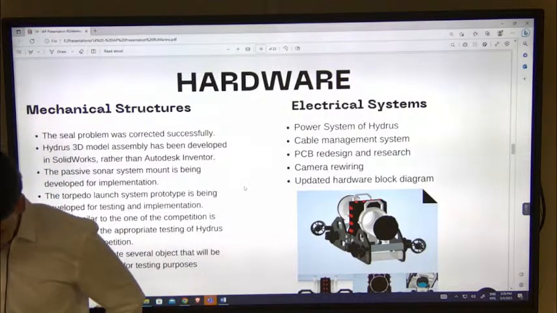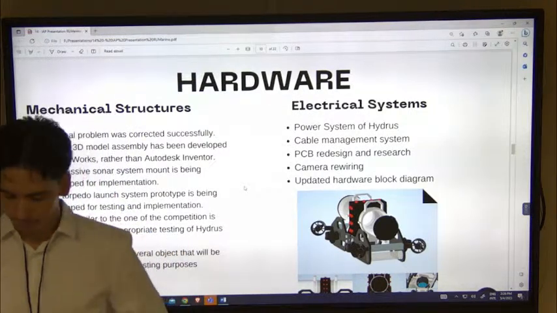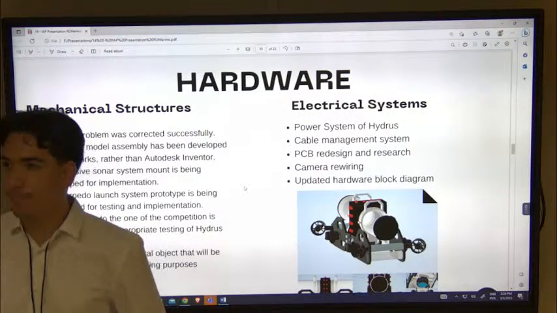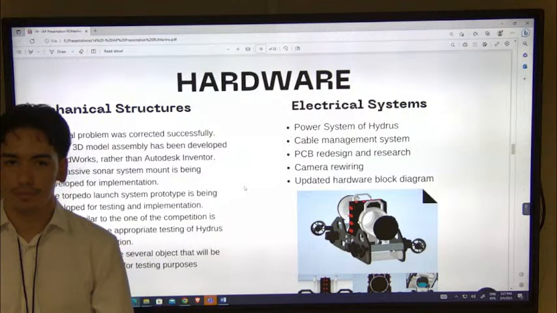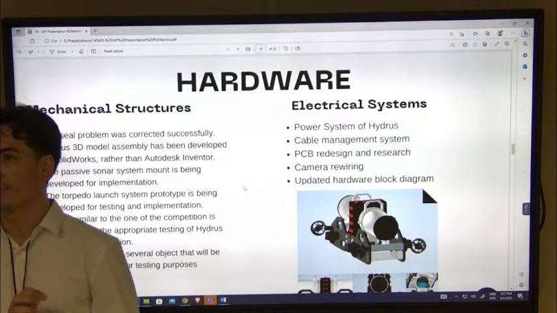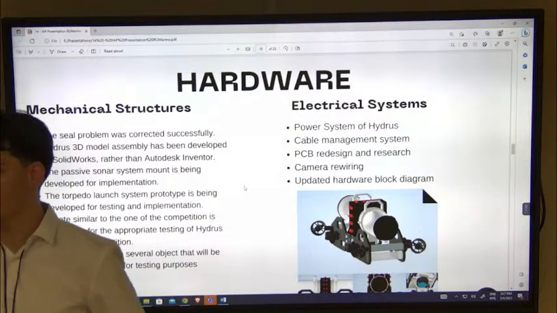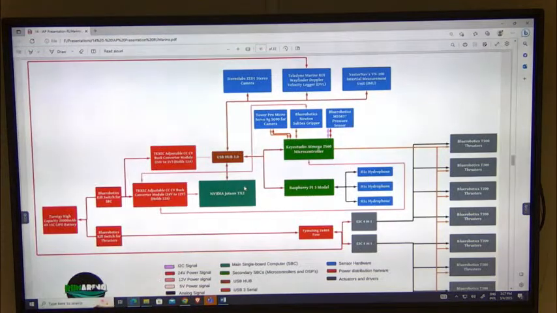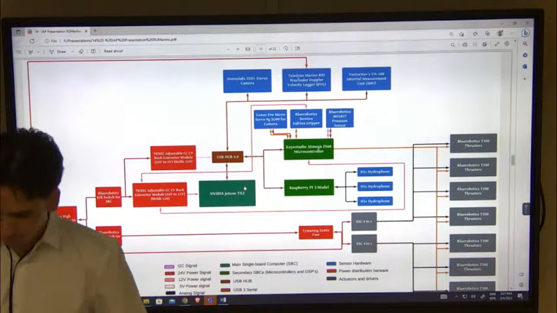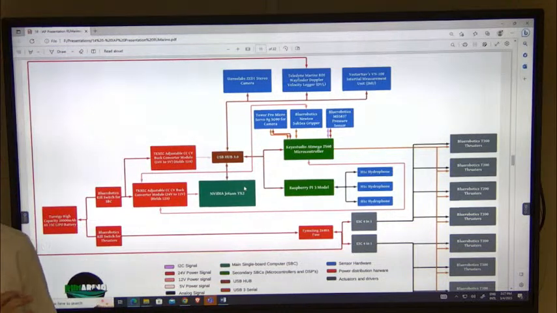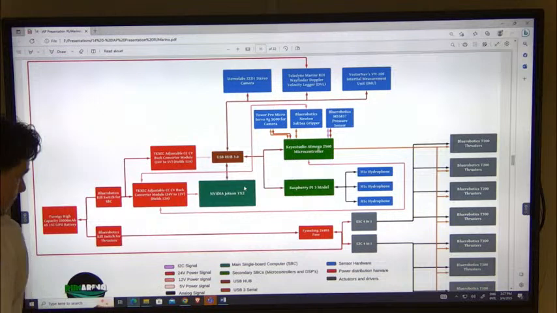Hi guys. Well, in the electrical systems division, we are going to be talking about our power systems, our cable management, PCB redesign and research, camera rewiring, and the updated hardware block diagram. Our power systems are practically divided in three phases: 24 volts, 12 volts, and 5 volts. In the 24-volt phase, the thrusters and the DVL draw power from this voltage.